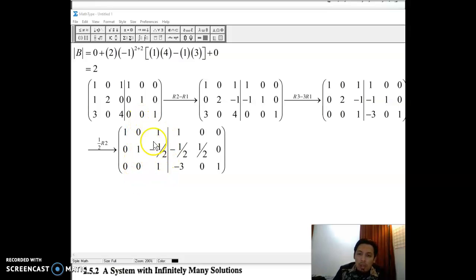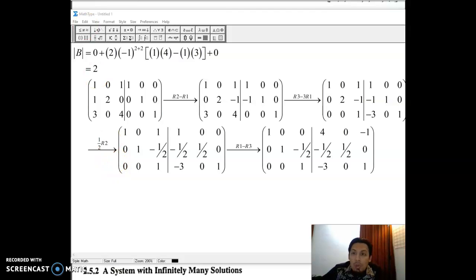That leaves us with the last column. As for this one, we don't need to actually solve for it because it's already 1, so we have already solved the diagonal automatically. What's left is to solve for this, to make it 0. So how to make this 0? Simply subtract R3 from R1.